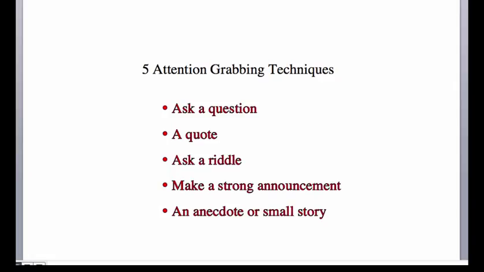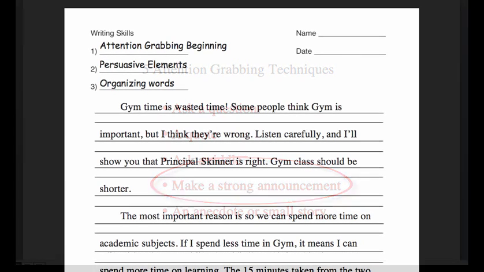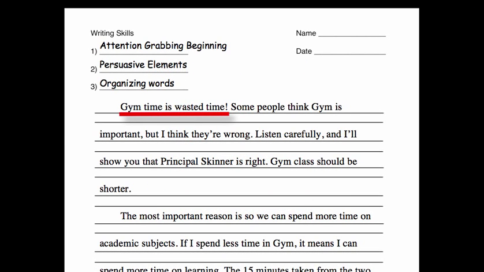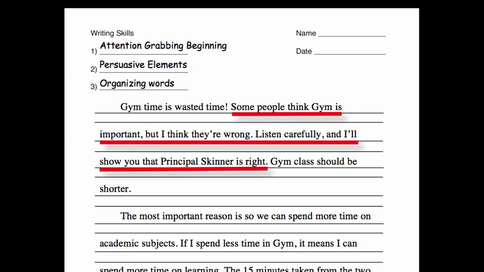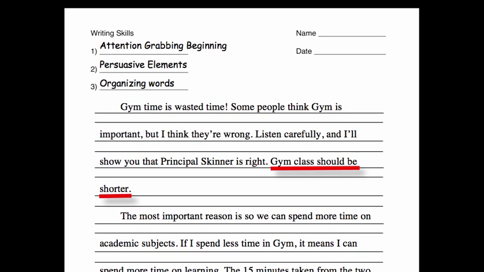These were the 5 attention-grabbing techniques you worked on. Use one to start your first paragraph. Write a few sentences introducing your topic and fully engage your reader. Finish the paragraph by using the last sentence to clearly and strongly state your position about shorter gym time.